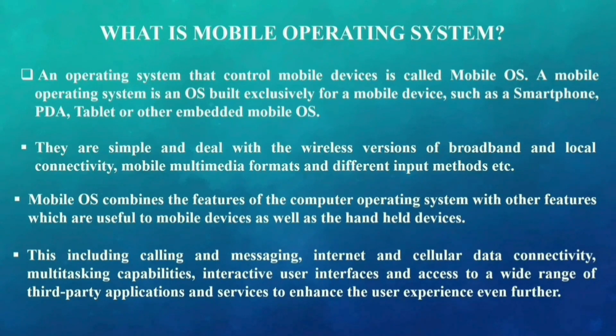Next, what is a mobile operating system? Our main topic starts here. An operating system that controls mobile devices is called a mobile operating system. A mobile operating system is an OS built exclusively for a mobile device such as a smartphone, PDA, tablet or other embedded mobile OS. They simply deal with the wireless versions of broadband and local connectivity, mobile multimedia formats, and different input methods, etc. A mobile OS combines the features of a computer operating system with other features which are useful to mobile devices as well as handheld devices.